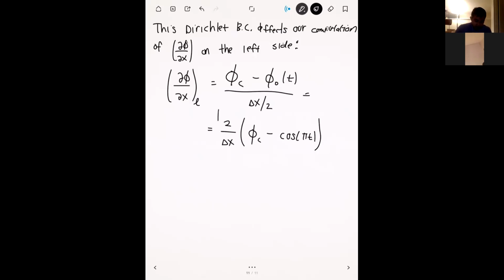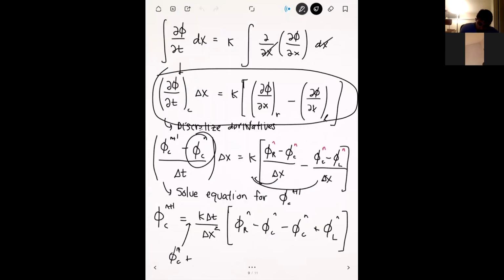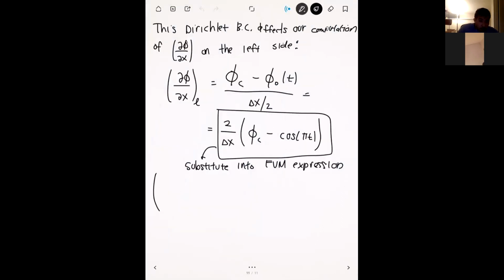Right. And so now let's take this and substitute that into our finite volume equation. Okay, and so our FV expression, let me start from this step right here. First, I'm going to plug in for the time derivative, which is going to be phi sub c at n plus 1 minus phi sub c at n, all divided by delta t, times delta x. This is equal to k times phi sub r minus phi sub c, all divided by delta x.